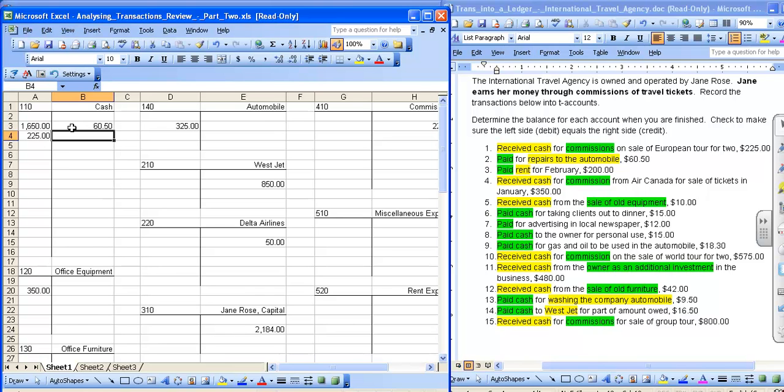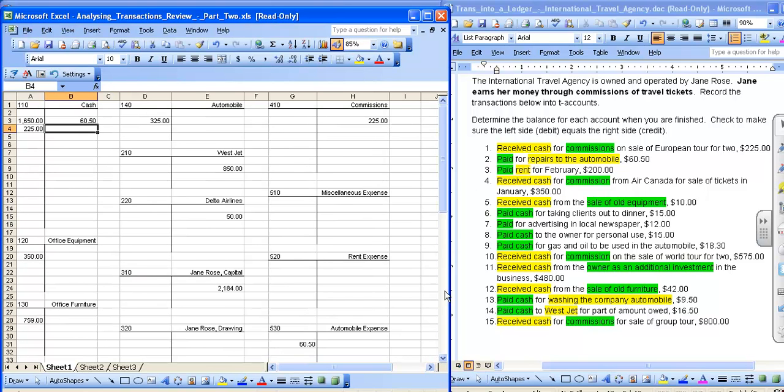Transaction number 3. We paid rent for February, $200. So what are we paying for? We're paying for rent, $200. Rent is going to subtract from what our business is worth, so the amount is going to go on the left side or the debit side. And if we're paying for something, we're going to credit cash or subtract from cash.